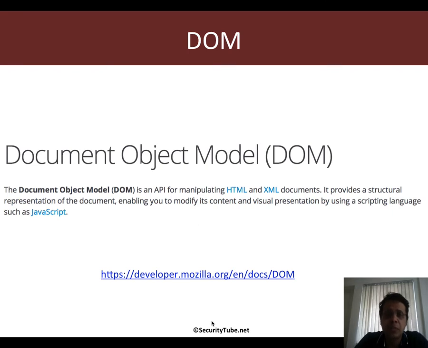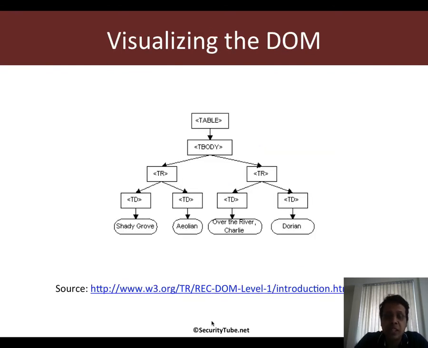So what is the DOM really? Now DOM, or Document Object Model as it is called, is an application programming interface for modifying HTML and XML. Putting it in very simple terms, one can visualize the DOM as a hierarchical tree in which, depending on the structure of the HTML in question, the different elements are organized.